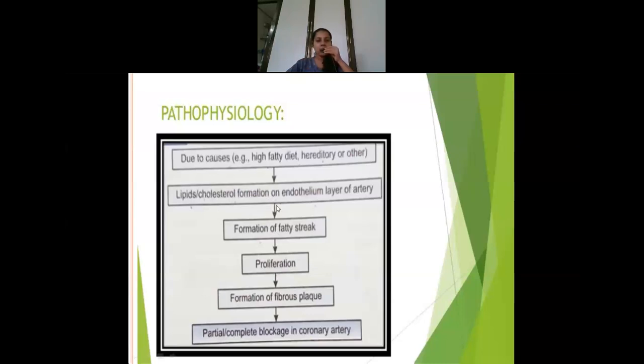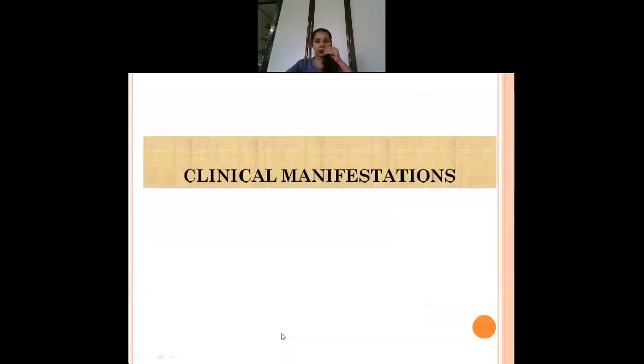The cholesterol will be deposited, lipids will increase in the blood, and it will start to deposit in the layer of the artery. So first stage, what it results is fatty streak formation. It will proliferate and it will result in fibrous plaque, and last is the complicated lesion. Next is the clinical manifestations.